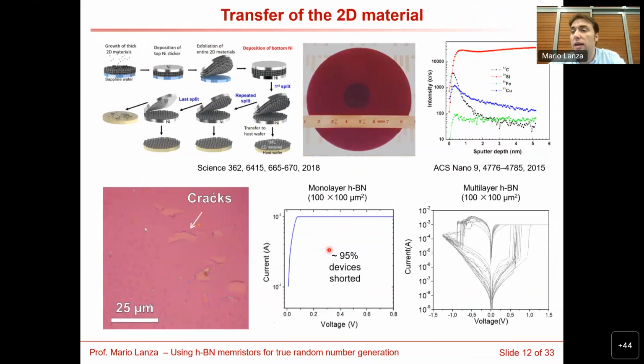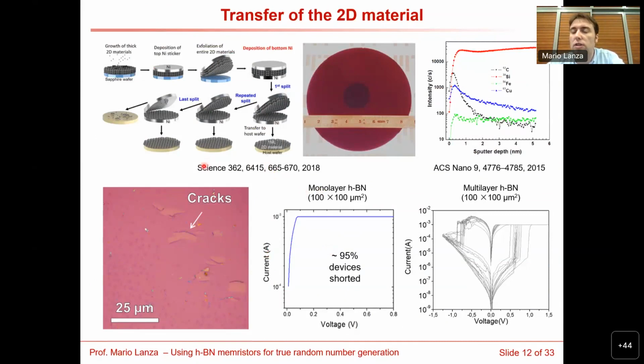Moreover, there are not only native defects, but there are also other defects inherent or produced during the fabrication of the device. So let's see some of them. The first type is during the transfer process. The transfer process is necessary because the CVD growth is done at 1000 degrees.